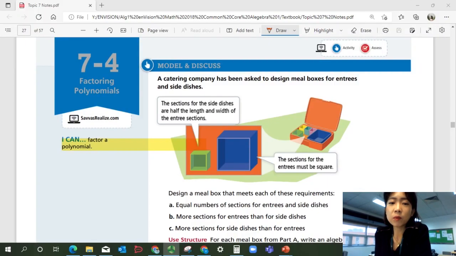Hi guys, this is Algebra 1, Lesson 7-4, Factoring Polynomials. In this lesson, we'll be able to factor a polynomial. Let's start with model and discuss.